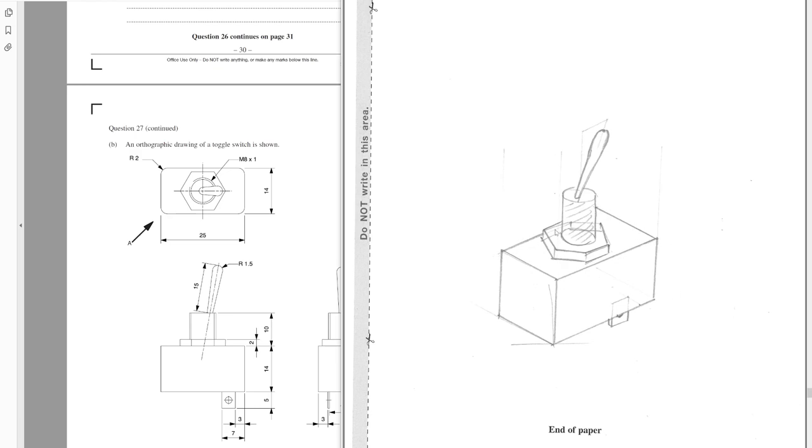I'm pretty good at sliding my ruler parallel. That's a learned skill. The more you do it, the better you get at it. I kind of just eyeball it and I know what it looks like.